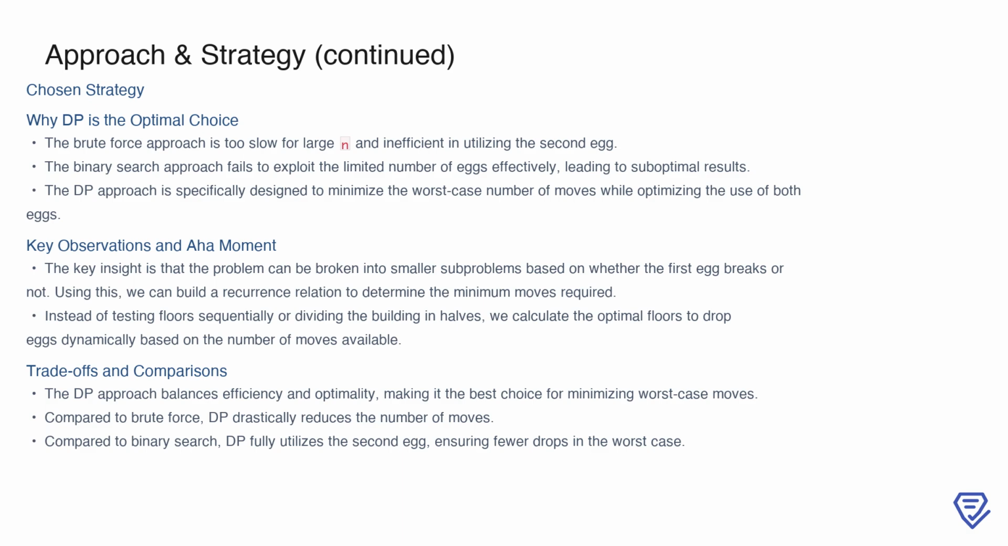The key breakthrough here lies in recognizing that the problem can be divided into smaller subproblems based on whether the first egg breaks. By dynamically calculating the optimal floors to drop eggs at each step, we avoid both the inefficiency of sequential testing and the rigidity of binary division. This approach not only reduces the number of moves but also adapts to the constraints of having only 2 eggs. When comparing trade-offs, DP outperforms both brute force and binary search in terms of efficiency and optimality, making it the best strategy to solve the problem.